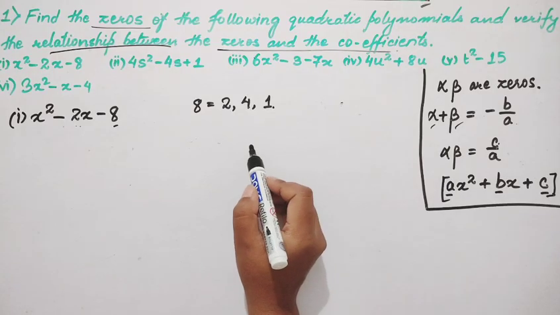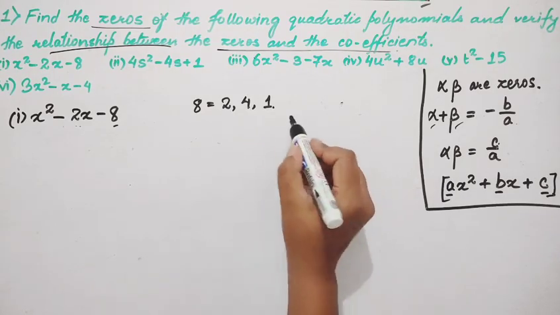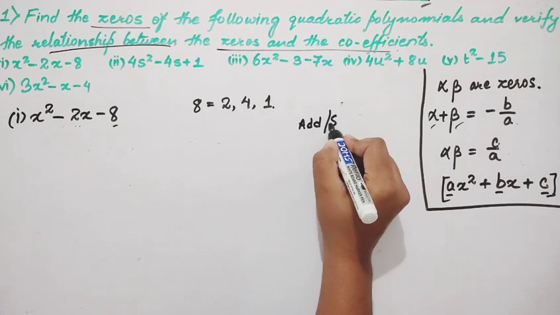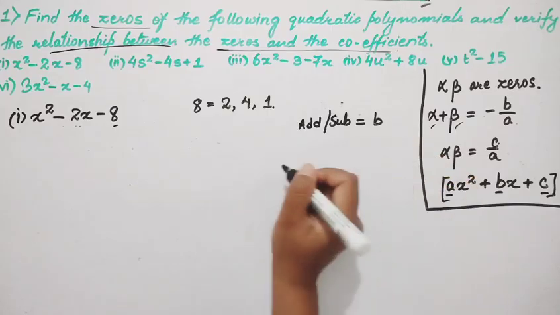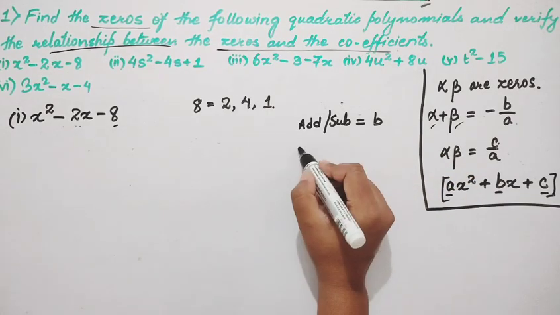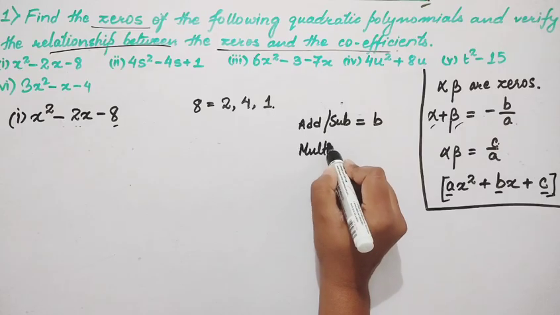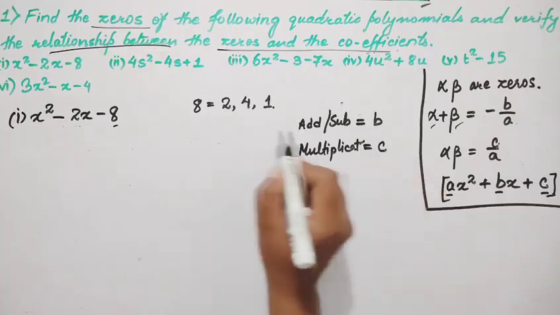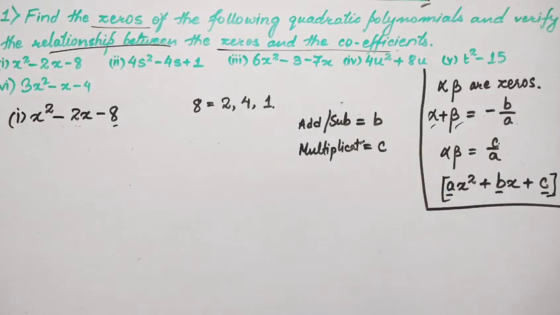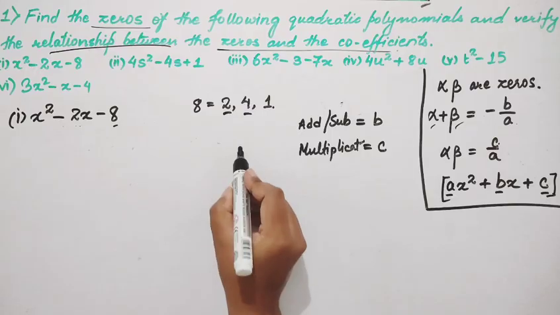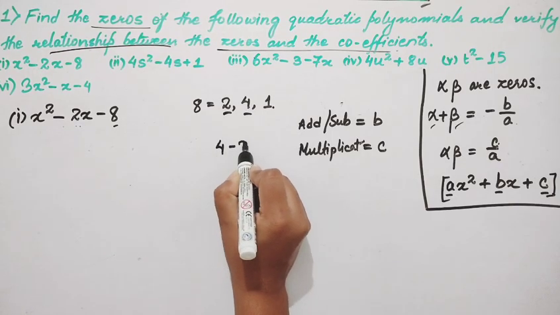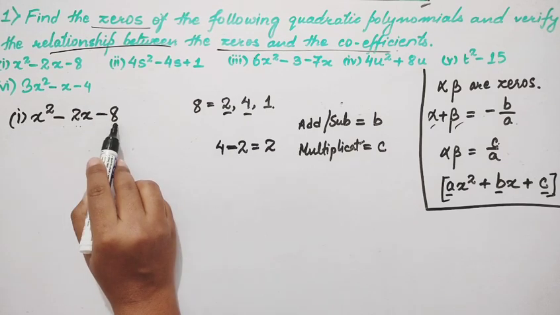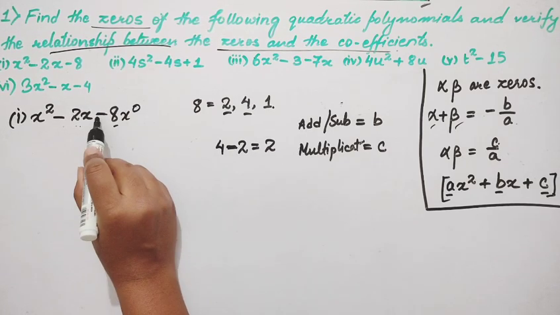And from these factors we will choose two numbers which on addition or subtraction will give us b, that is the coefficient of x, and in multiplication it will give us c, that is 8 in this case. Okay, so what are those two numbers? 4 and 2 in this case. So 4 minus 2 is your 2. And why are we using minus over here? Because the sign before the last number, that is coefficient of x to the power 0, is minus.